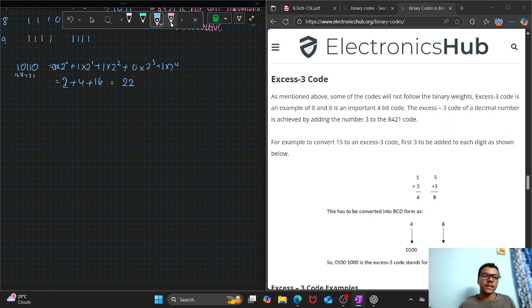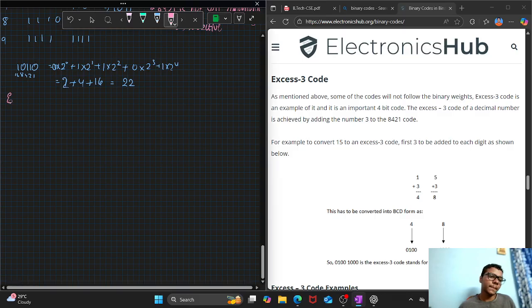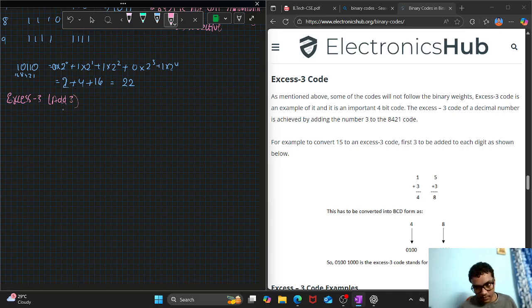And the XS3 code. Just add 3. That's it. Let's say we have decimal, BCD, and excess 3. Let's fill this table up. 0, 0000. We just need to put 10 here.